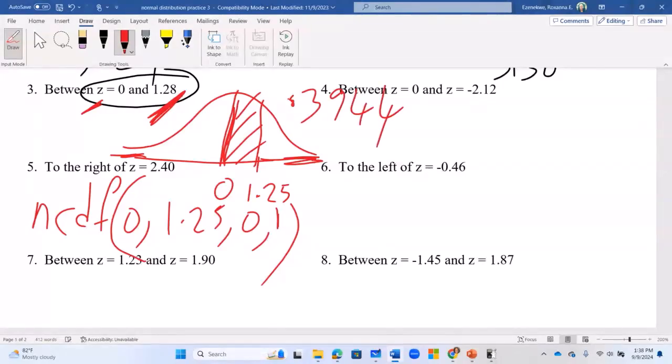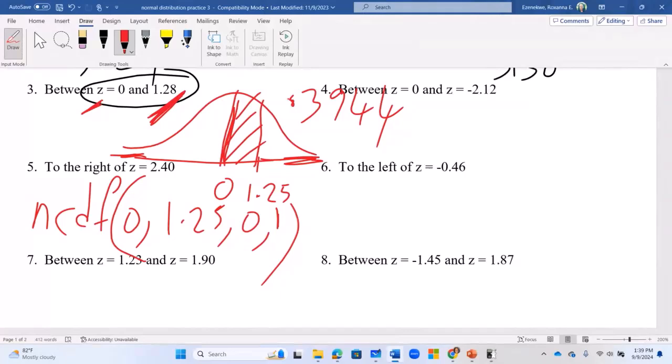So the area between this is 0.3944. What if I'm told to write my answer in percent? It is 39.44%. Therefore, the area between the mean and 1.25 is 39.44%. So remember that area under the normal curve, probability, and relative frequency are the same. So they could ask you to find the probability in decimal or the probability in percent. Okay, we have done between a lot.